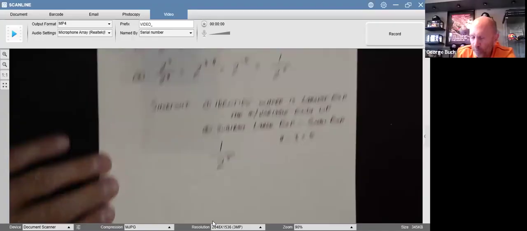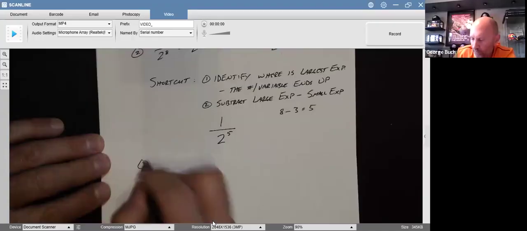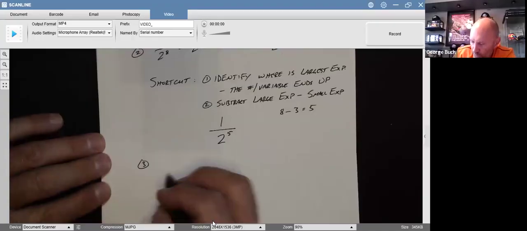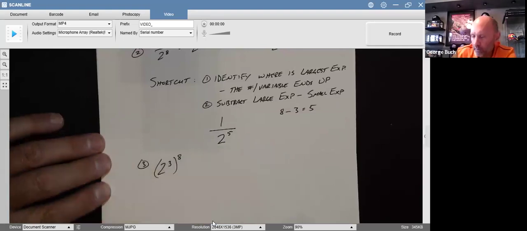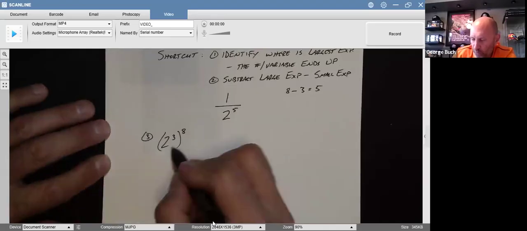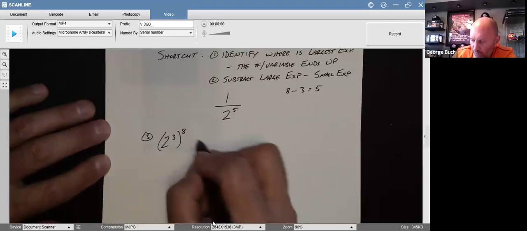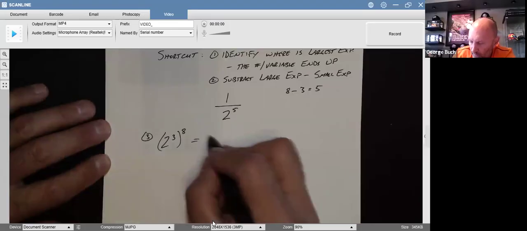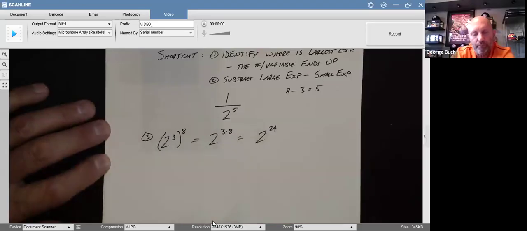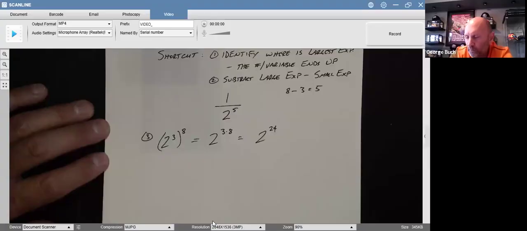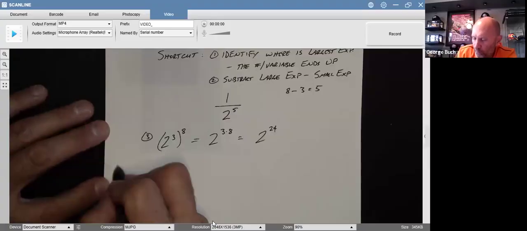The third problem with my exponent properties here is 2 to the third power all to the 8th power. So this is what? This is a base to a power to a power. So we multiply the exponents, 3 times 8, meaning this is 2 to the 24th power. So that's applying our exponent properties.